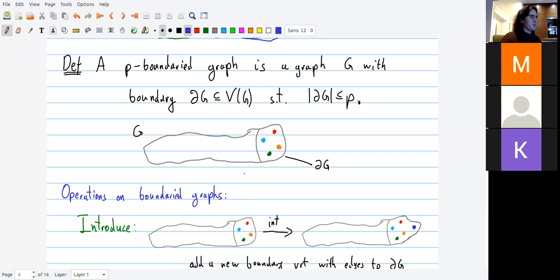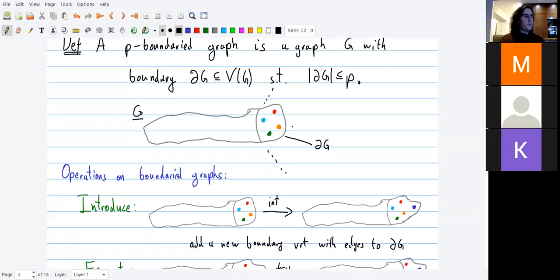So what is a boundaried graph? This is a very easy definition. A boundaried graph is just some graph G together with a subset of vertices called the boundary of G, which should be small and which is considered an interface to the outside world. So maybe there is some outside world here, and this graph will be glued along this interface to the rest of the world. The boundary should have small size, at most p, when we're talking about a p-boundaried graph.